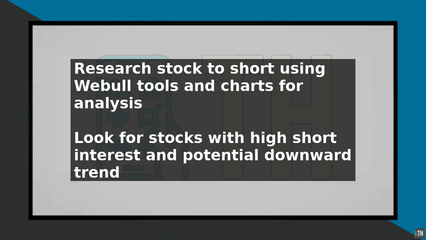After placing the short sell order, Webull will borrow the shares from a lender and sell them on your behalf. You will be required to close the short position by buying back the same number of shares at a later time. To close the short position, navigate back to the stock's detail page and tap or click on the trade button. This time, select buy and enter the same number of shares you shorted earlier.